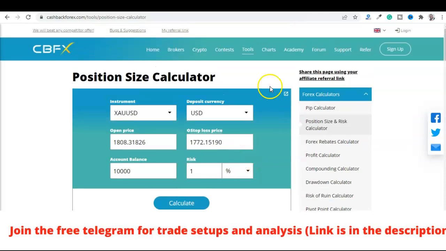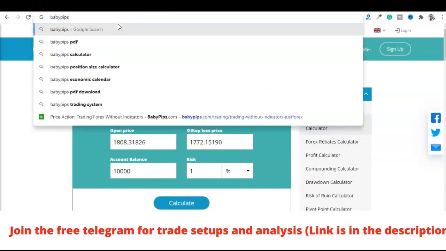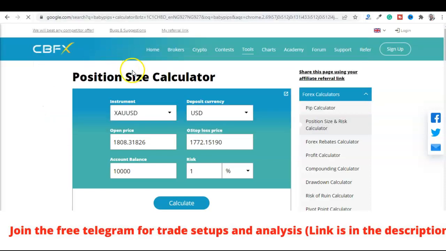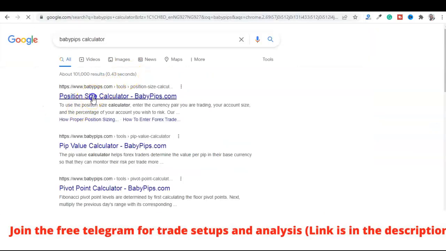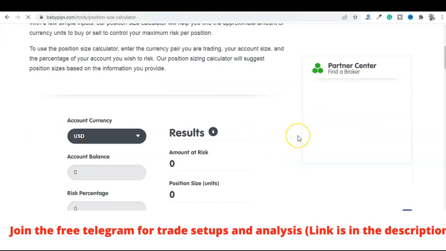Now the last one is Babypips. You can go to Babypips for the position size calculator. So you can use Babypips as well. Those are the three tools you can use as a forex trader trading smart money.